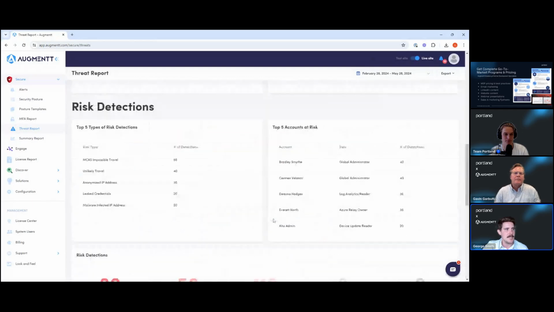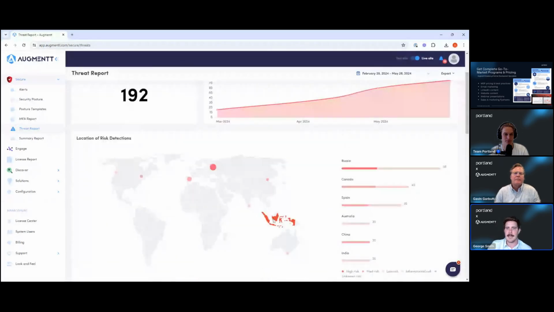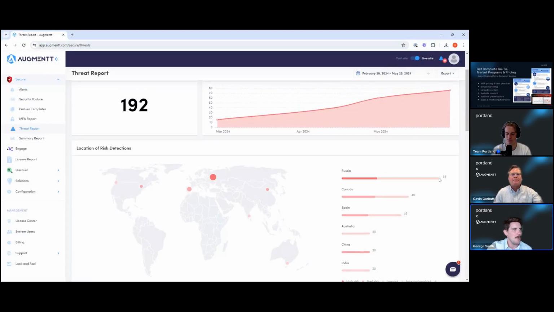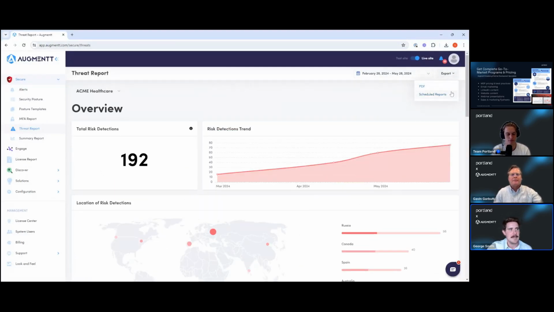So what this report does is, with the click of a button, it allows you to have a conversation with your prospect or your existing client that finishes with the question, how do you want me to handle the risk that I've uncovered for you today? So with this, it's something also you can export as a PDF, and with all the reports and dashboards I'm going to show you, it's very easy to schedule these as well.